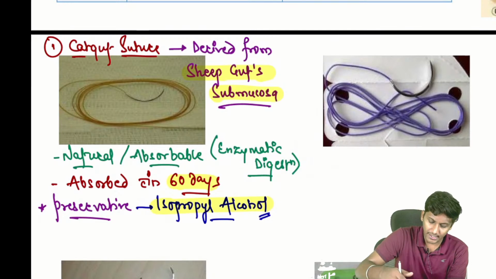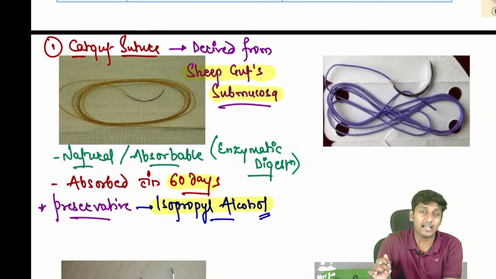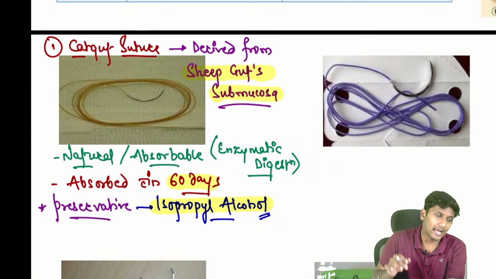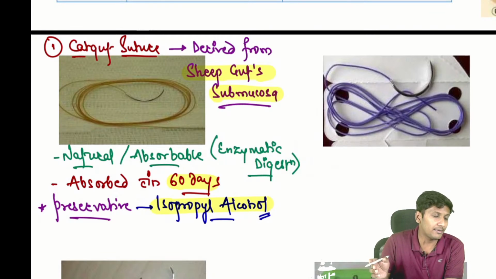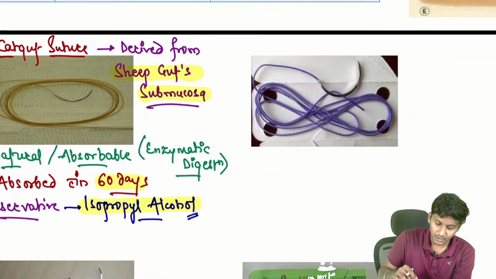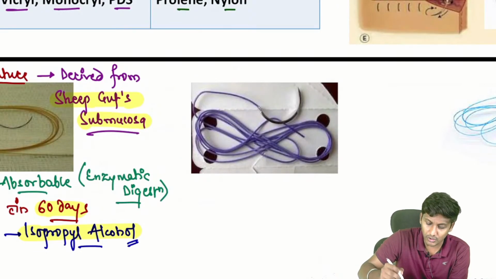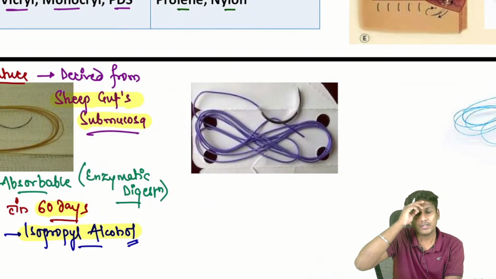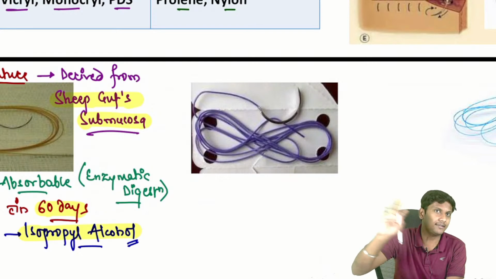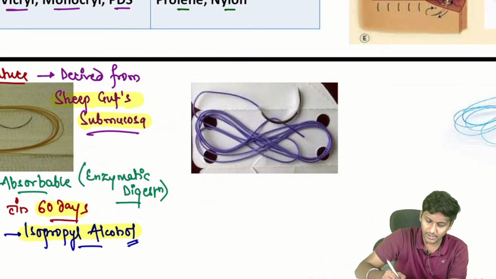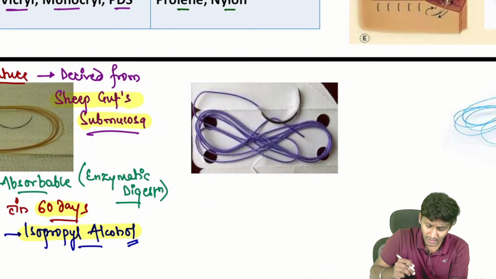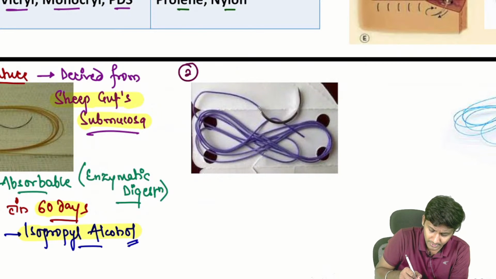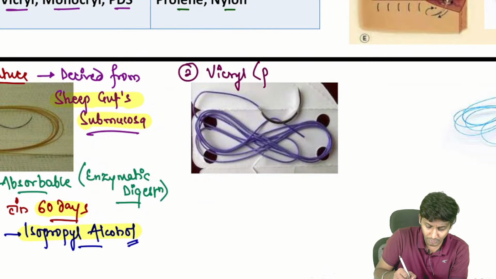Got it? The next one, these three which I've highlighted, they are the questions. And in NEET PG, enzymatic digestion was also a question. Next one, this is which suture? You have to remember this much: violet color, vicryl. It is easy to remember, okay? So you can remember this violet color suture is nothing but the vicryl suture, and it is also known as polyglactin.